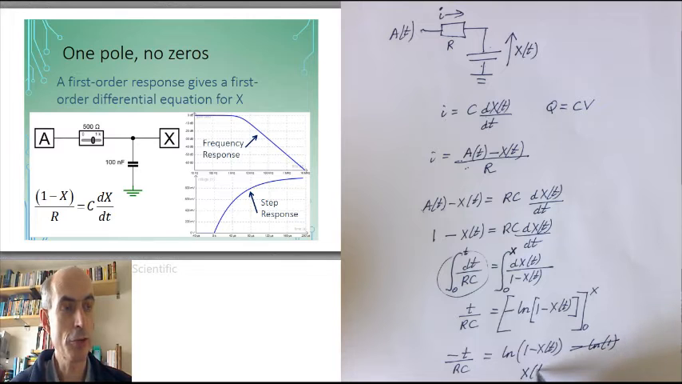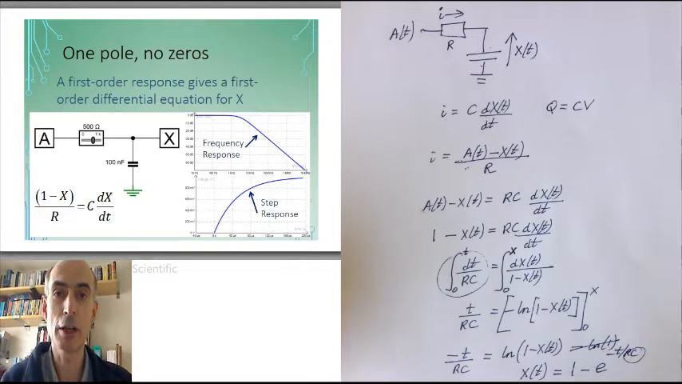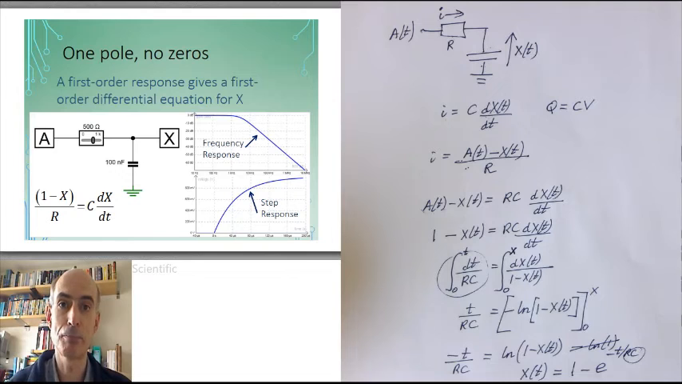Bit of rearranging on this, we get to the final answer. The output is 1 minus e to the power of minus t over RC. We've seen that before. We identified RC as being the time constant of this system. And it's exactly the same maths that we have to do here to work out the step response of this network.